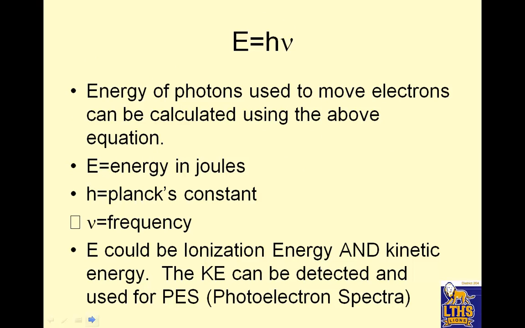Energy of photons used to move electrons, to ionize them or make them jump energy levels, can be calculated using the equation E equals h nu. E is the energy in joules. h is Planck's constant in joule-seconds. And nu is the frequency, and frequency, remember, is 1 over seconds. Capital E could be ionization energy or kinetic energy. Kinetic energy can be detected and used for PES, which is photoelectron spectra. PES, we use it a lot. You get used to PES being photoelectron spectra.